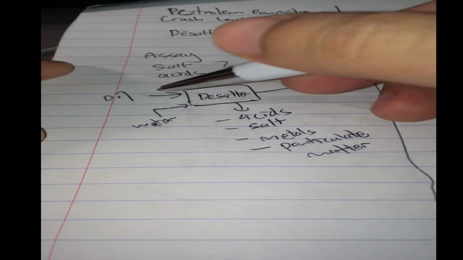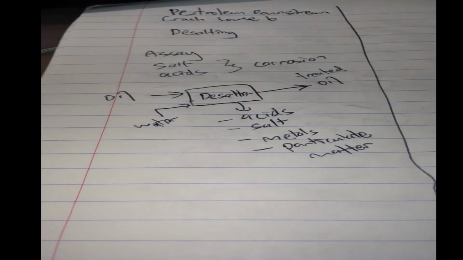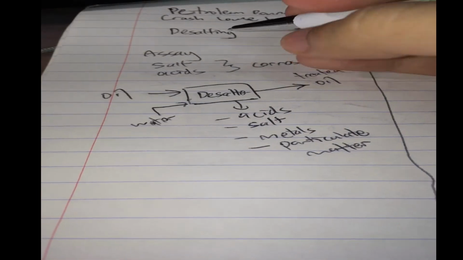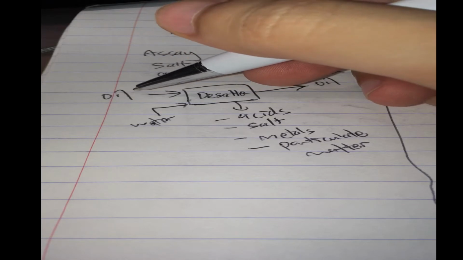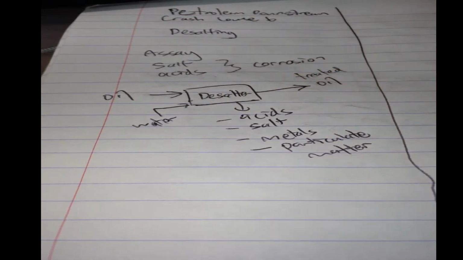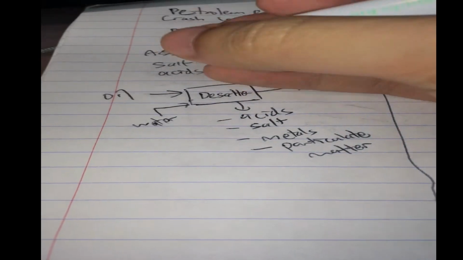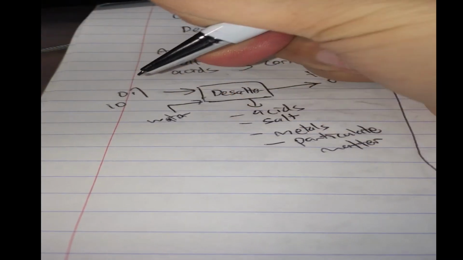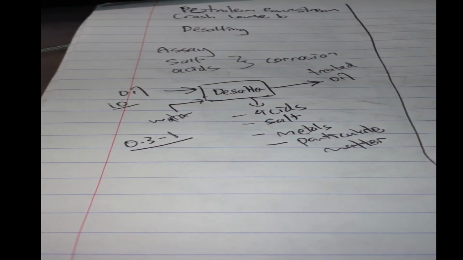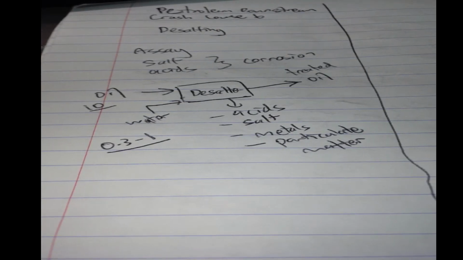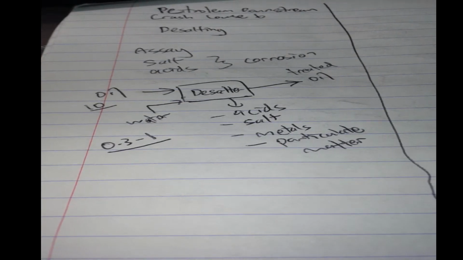So what we do is we take raw crude oil, mix it with water, and rigorously mix it so that almost all the salt of the oil will go into the water. And how much water do we use? If we have 10 liters of oil, chances are we will use 0.3 to 1 liter of water. That's about 3 to 10% volume per volume to extract salt.